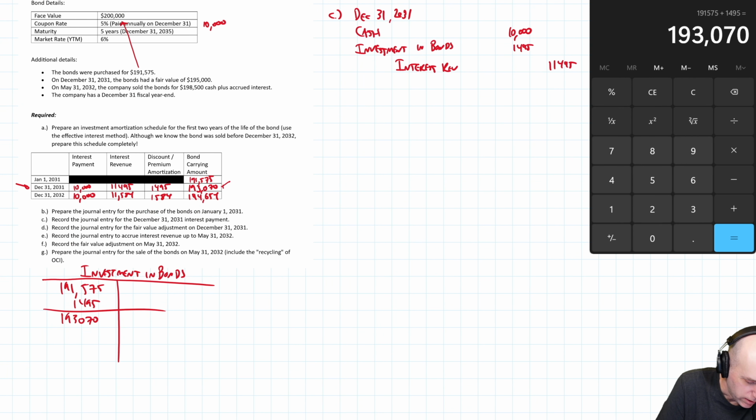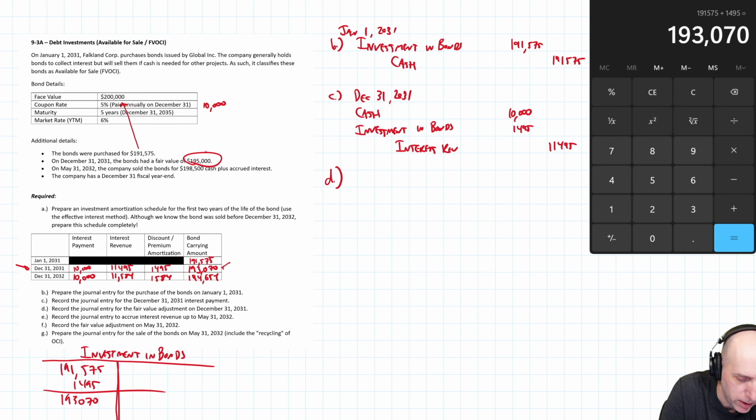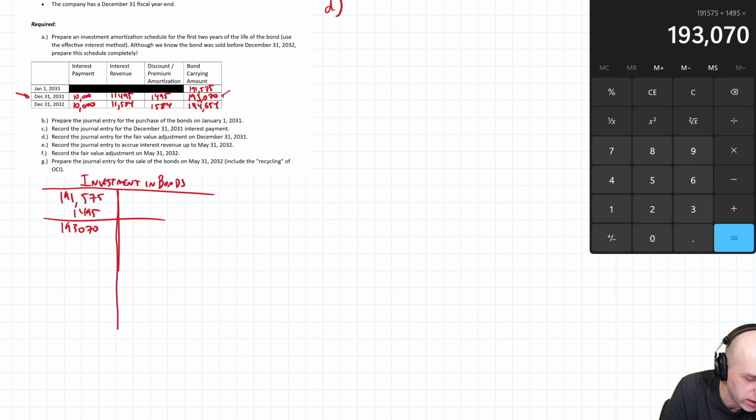But don't worry, this won't be totally redundant if you're thinking I'm just recreating the table in a T account. I'm not, but that's just sort of telling you what's happening in our accounting records behind the scenes. And in fact, having that T account comes in handy when we get to D. D says, record the journal entry for the fair value adjustment on December 31st, 2031. Now the question says we looked up the bond price and the bond's actually worth $195. Our accounting records, after having done the adjustment, say it's worth $193. Well, we want it to be worth $195. So how do I get it to go up to $195?